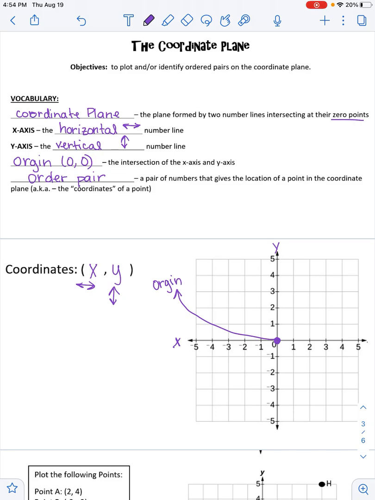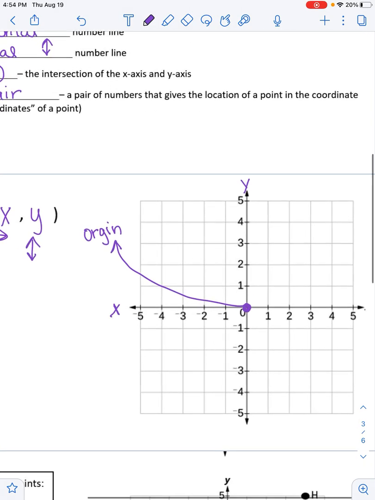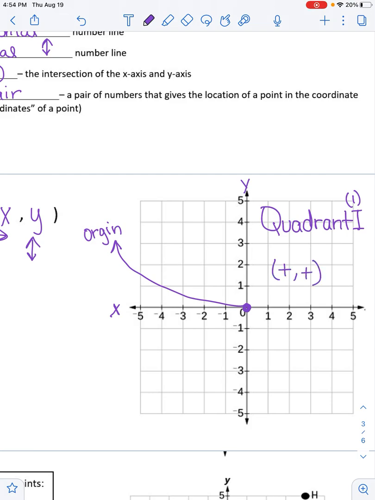Okay, now we're going to break up this graph into 4 different parts. The 4 different parts are known as quadrants. So we have 4 different quadrants on our coordinate plane. The first quadrant is up here. So quadrant 1. I like to use Roman numerals, but just know that is the same as 1. In quadrant 1, my x values are positive and my y values are positive. So both numbers will be positive that go into quadrant 1.